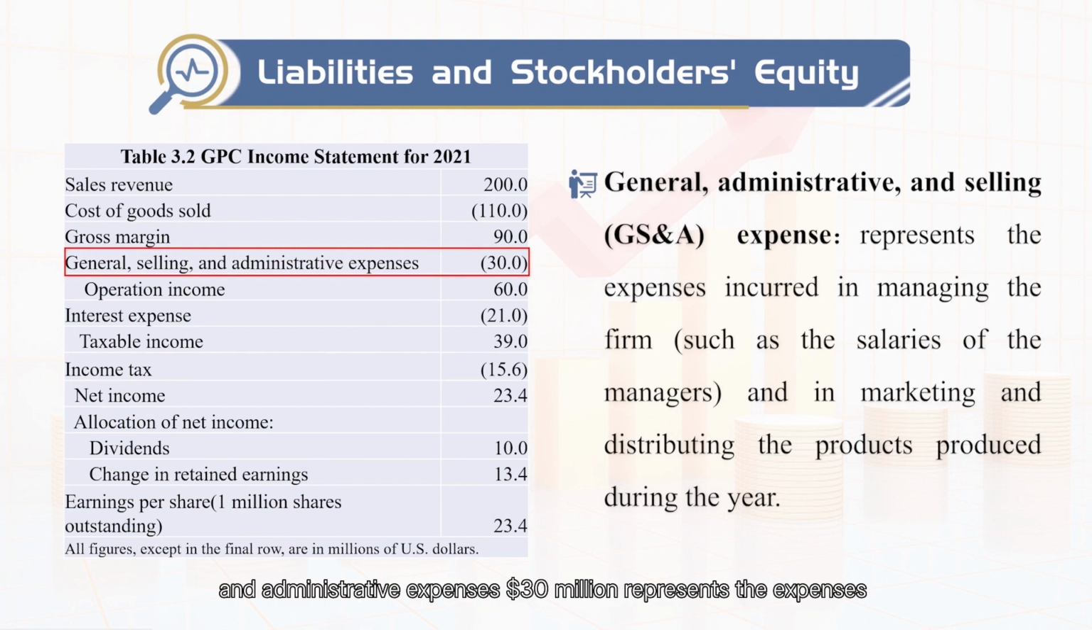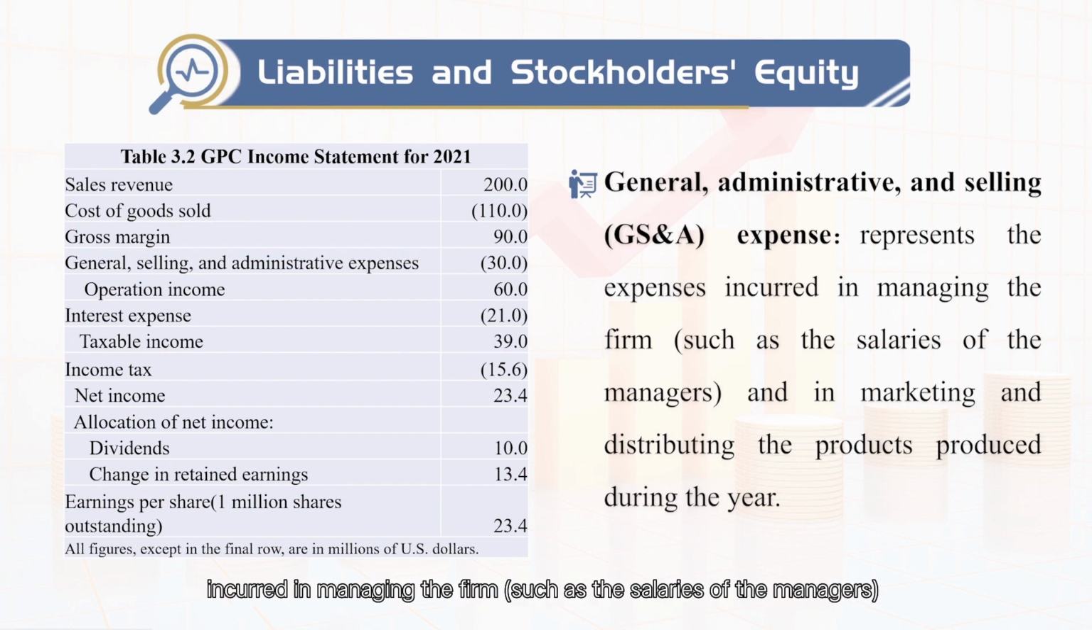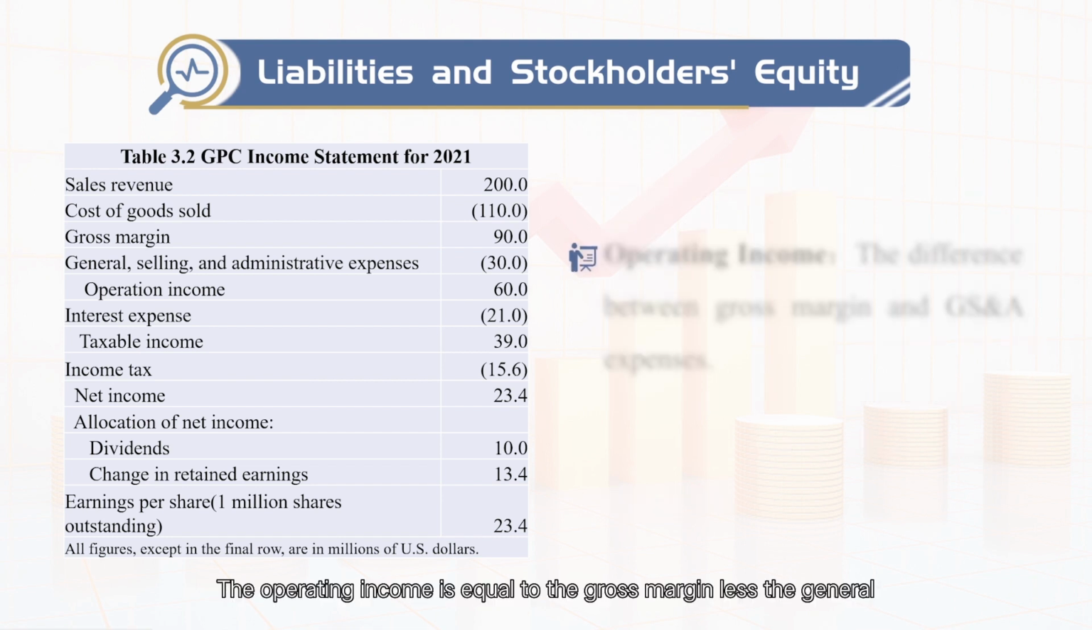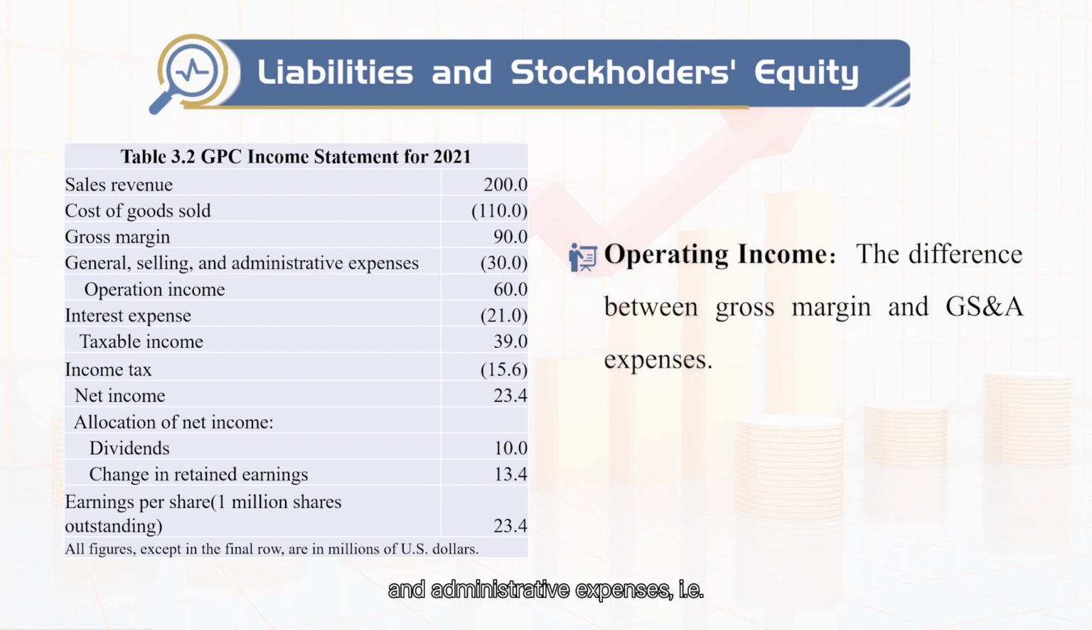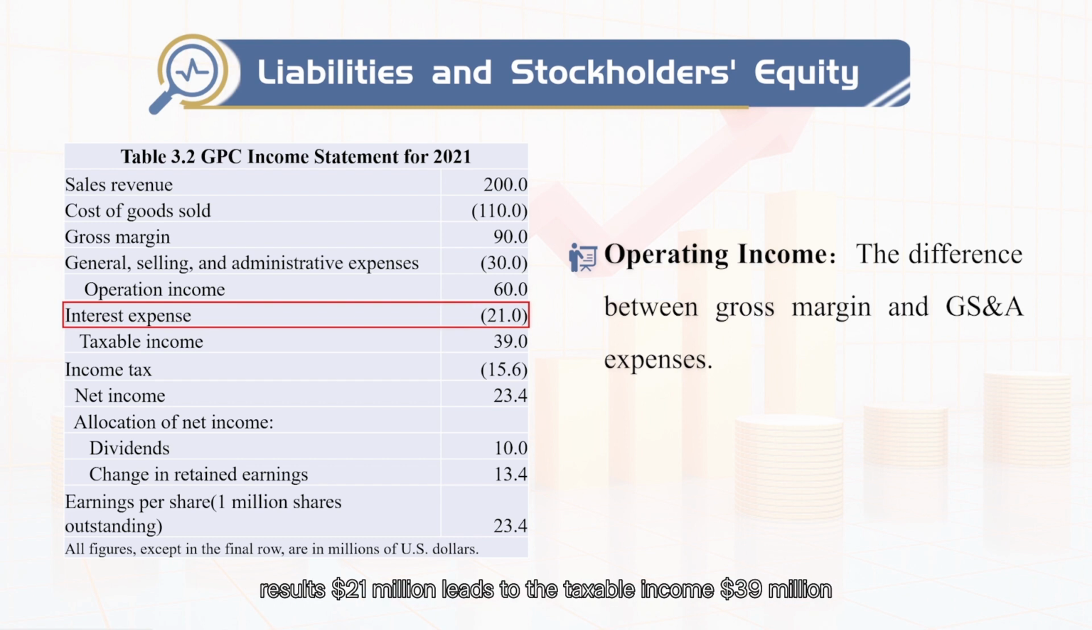General, selling, and administrative expenses, $30 million, represents the expenses incurred in managing the firm, such as the salaries of the managers, and in marketing and distributing the products produced during the year. The operating income is equal to the gross margin less the general, selling, and administrative expenses. That is 90 minus 30, $60 million. The operating income minus the interest expenses, $21 million, leads to the taxable income, $39 million.